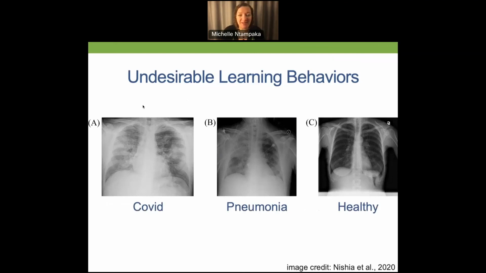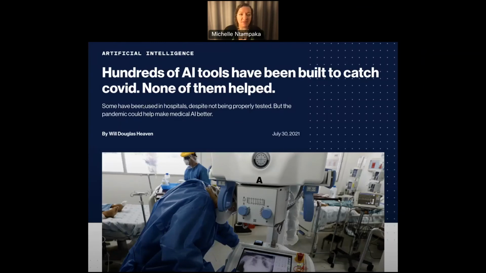Another one I want to talk about is that toward the beginning of the pandemic, there was a lot of interest in using image recognition for identifying from a chest scan whether a patient had COVID or pneumonia or was healthy. Ultimately, hundreds of AI tools were built to catch COVID and none of them helped. What were these algorithms doing? Early data sets included patients who were lying down and standing up. Patients are more likely to have a chest scan performed lying down if they're very ill. The algorithm learned that if it could figure out that the patient was lying down, the patient likely had COVID.